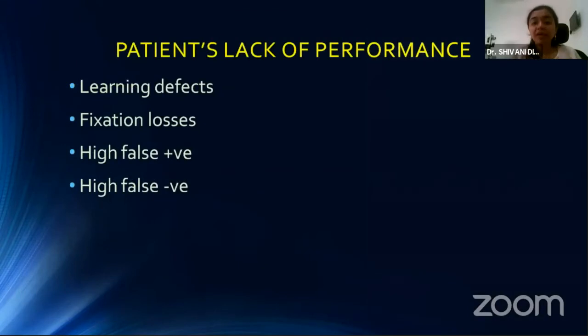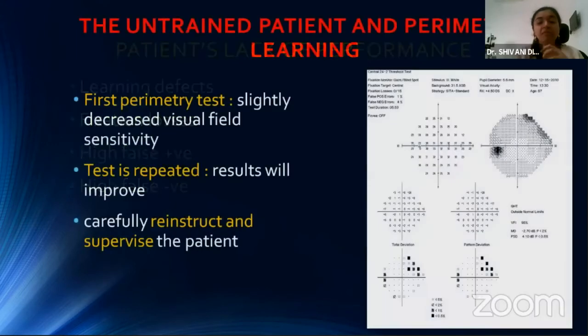Now we'll talk about the errors that can happen on the patient's part. So they can be learning defects, fixation losses, high false positives, and high false negatives. Very often, when a patient performs a visual field test for the first time, we get slightly decreased visual field sensitivity. But when this test is repeated by carefully re-instructing the patient and supervising the test, the results often improve. So this is what we call the perimetric learning curve.